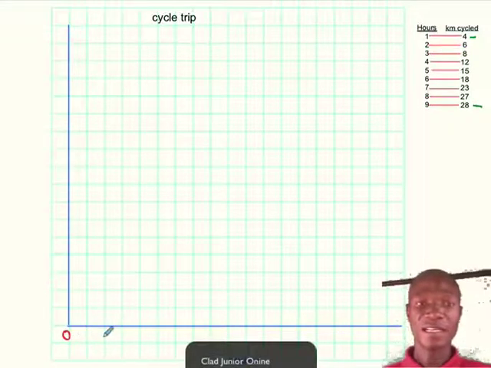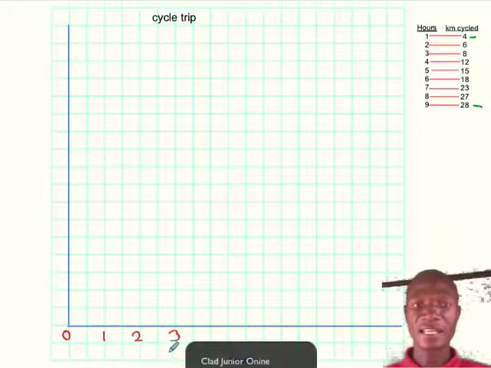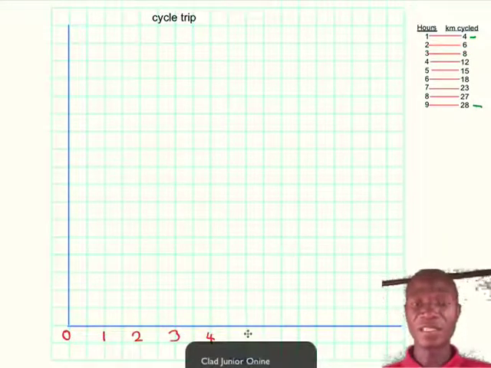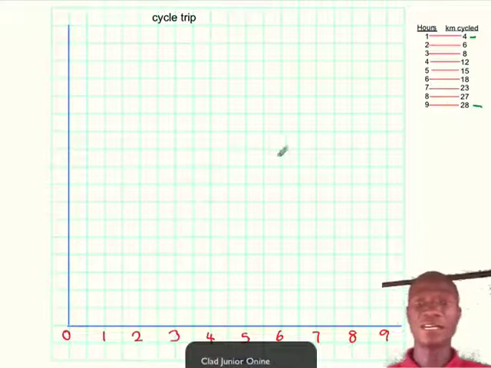So in equal intervals, 1, 2, 3. You can see I'm writing on the line, not on the boxes or on the gaps. We write these things on the line. 6, 7, 8, and 9. 9 was the last hour.